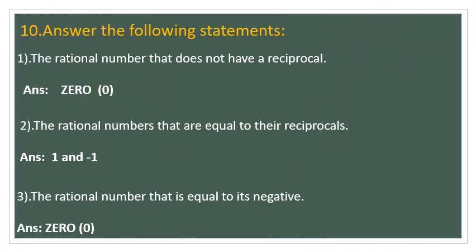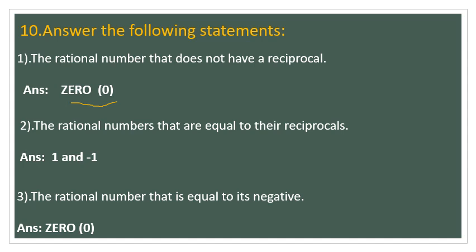Children, the 10th main, answer the following. We want to give the answers for the questions. I think I modified the heading. Maybe you can write this heading also, or you can follow what is there in your textbook. Children, the first question is, the rational number that does not have a reciprocal is 0. The rational number that does not have a reciprocal is 0.